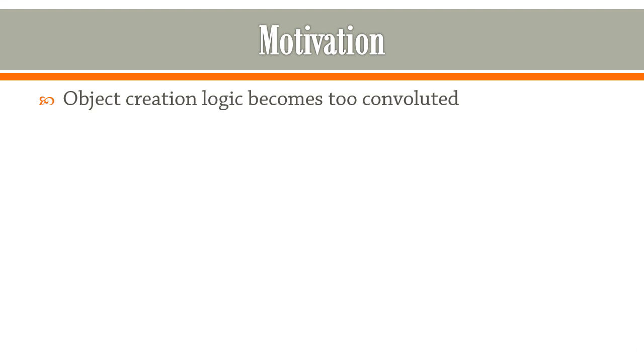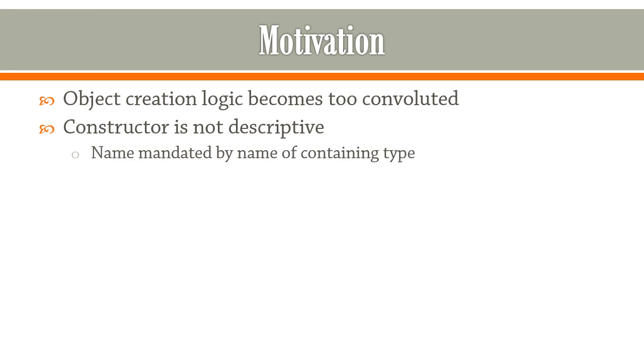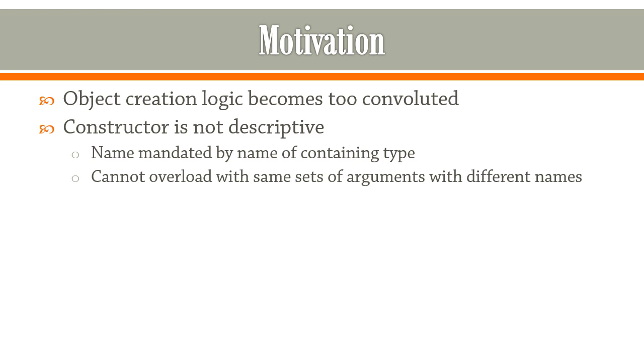Well, it's just like with the builder. Object creation logic sometimes becomes too convoluted, and the constructor is not really a great way to describe how to construct an object. There are lots of limitations. Like one limitation, for example, is that the name of the constructor has to match the name of the containing type. So you cannot communicate additional information about how the object is constructed or what the arguments are in the constructor name. In addition, because all of the constructors are named the same, you cannot overload the constructor with the same sets of arguments. You cannot have a constructor taking x and y and another constructor taking rho and theta of the same type.